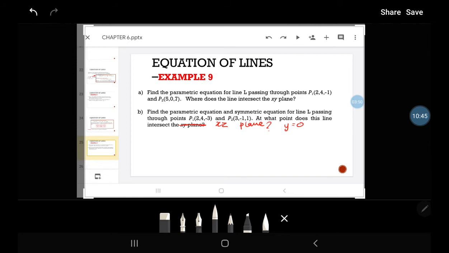Okay, so now find the parametric equation and symmetric equation for line L passing through 2, 4, minus 3 and 3, minus 1, 1. At what point does this line intersect the xy plane? Okay, so again, we don't have the value of the vector here. If there is no vector, no worries, you can find it using this equation.